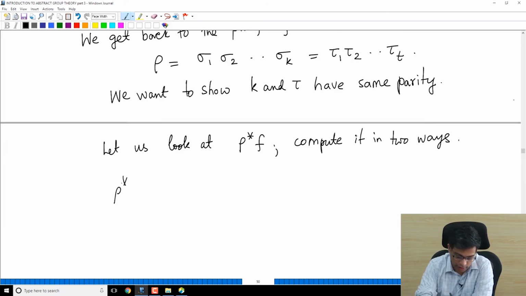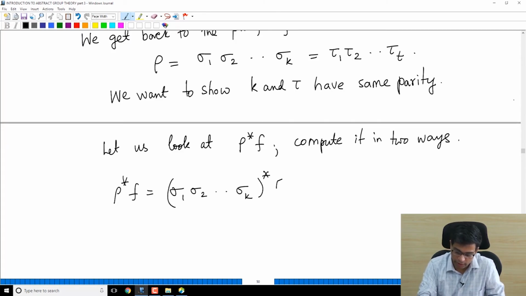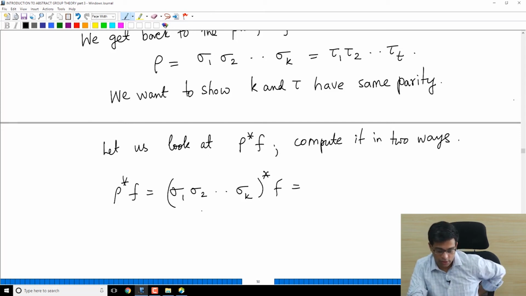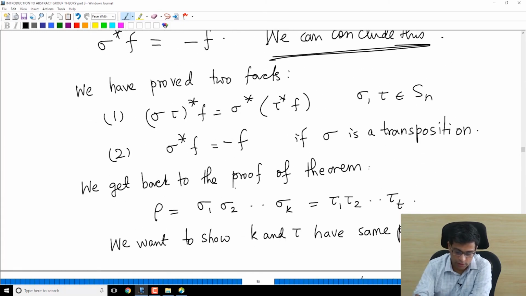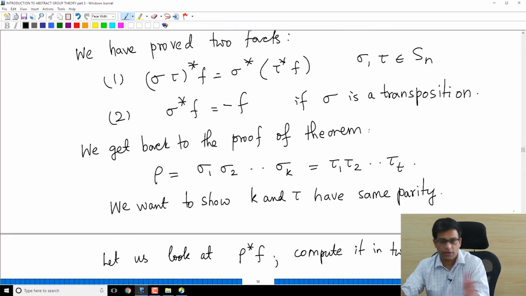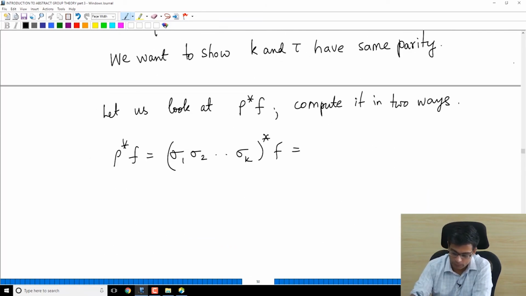Okay, rho star f using the first representation is sigma 1, sigma 2, up to sigma k star f. That is because rho is sigma 1 to sigma k. Now using the first fact that we have proved, sigma tau star f is sigma star of tau star f. We have proved it for two permutations. Obviously the same carries over for three permutations or four permutations. We have to iteratively apply the same principle. So this is sigma 1 star of sigma 2 up to sigma k star f.